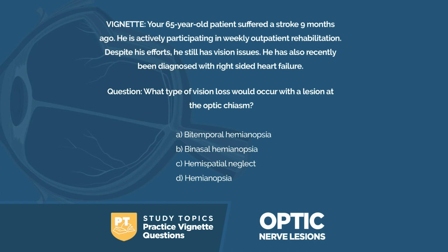Alrighty, let's review this question. So the vignette is saying that your 65-year-old patient suffered a stroke 9 months ago. He's actively participating in a weekly outpatient program, but despite his efforts, he still has vision issues. He was also recently diagnosed with right-sided heart failure. So what type of vision loss would occur with a lesion at the optic chiasm?